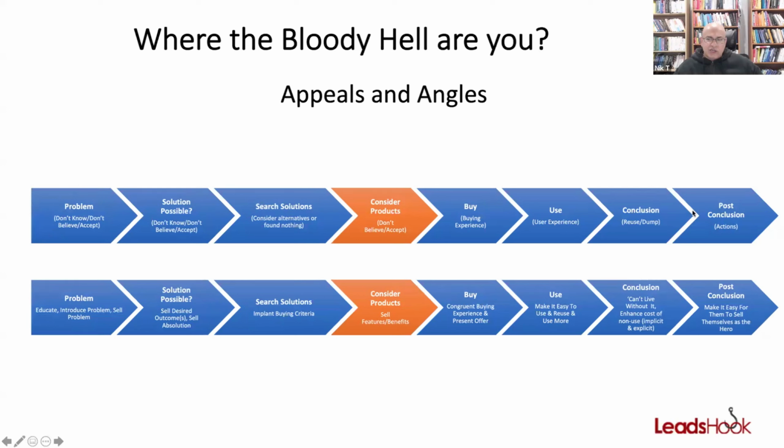So the first row here is what it is from the customer or prospect perspective, and the bottom one is the solution perspective. This is what we would do to address those problems. If it's a problem, so don't know, don't believe, or accept, you would educate, introduce the problem, and then sell the problem. There are three levels: I don't know that I have a problem, I don't believe I have a problem, and I accept that I have a problem. Then you want to sell the desired outcome, and sell absolution at this level. If they're searching for solutions, then you want to implant the buying criteria.